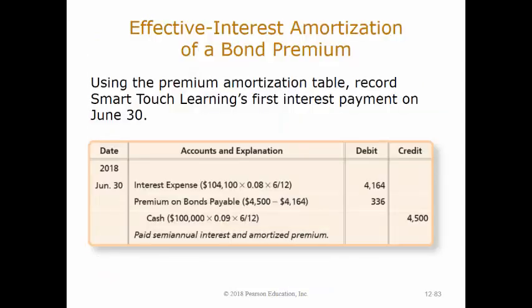The journal entry requires a debit to interest expense of $4,164, a debit to premium on bonds payable of $336, and a credit to cash of $4,500. Regardless of which method is used, the total amount of cash paid and total interest expense are the same.